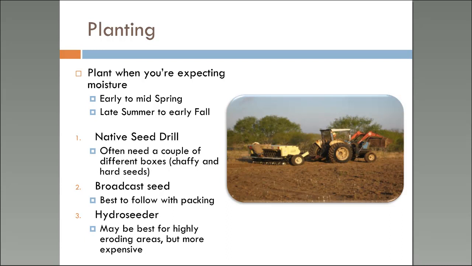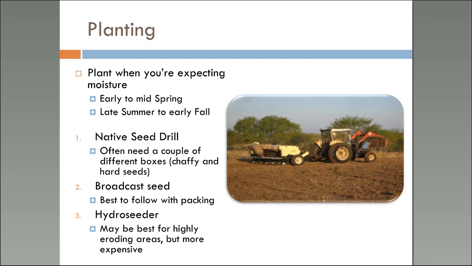Third is a hydro seeder. The hydro seeder is a very expensive way to plant because it's mixing the seed with a mulch. It's like a slurry that's put out. You'll need quite a bit of water and this mulch to mix with the seed. But hydro seeding is very effective for areas that are erodible.